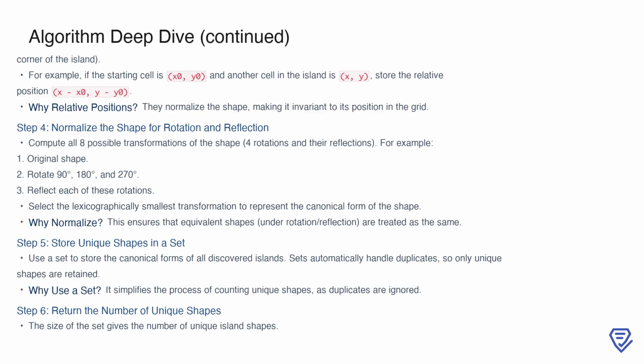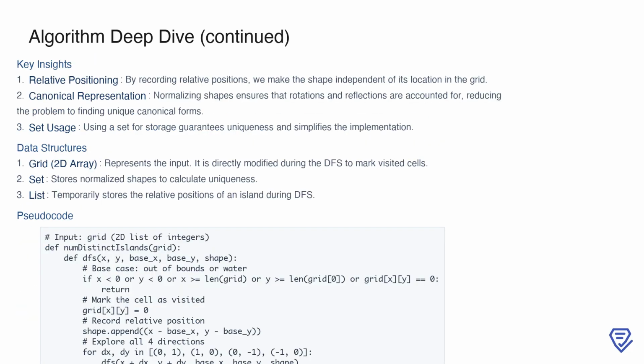Using a set is efficient because it automatically handles duplicates, ensuring that only distinct shapes are counted. Finally, the size of the set gives us the total number of unique island shapes in the grid. Understanding the key insights of this approach is essential. First, relative positioning ensures that the shape representation is independent of the island's location in the grid. Second, by normalizing shapes, we account for rotations and reflections, reducing the problem to finding unique canonical forms.